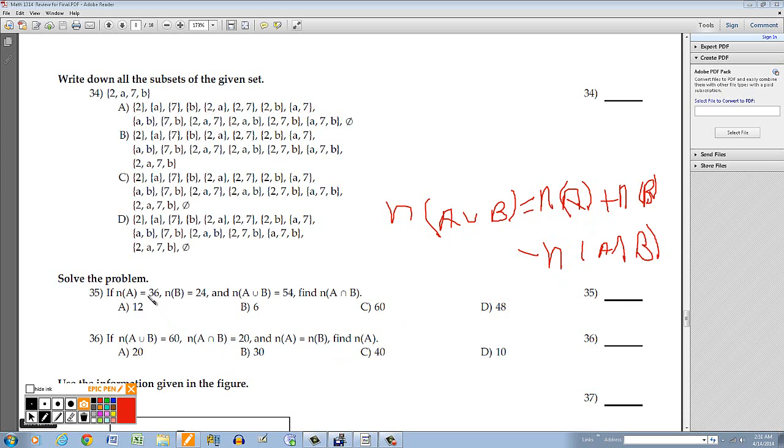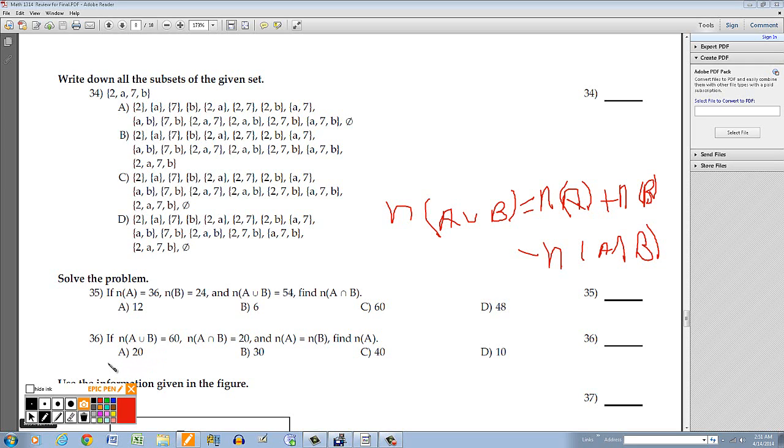N of A union B is equal to n of A plus n of B minus n of A intersect B. They give you n of A to be 36, so this is 36 here. N of B is 24, that's 24 right there. This is 54. Solving for this quantity, bringing this over to this side and that to the other side, you should figure out that the answer to 35 is B, or 6.